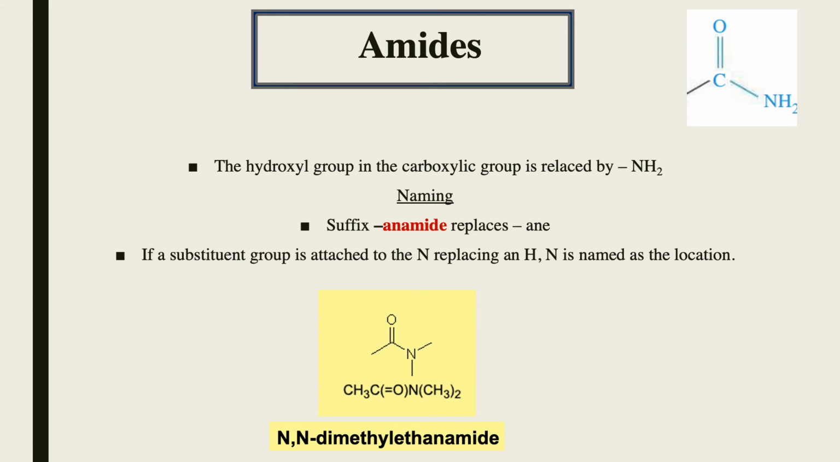Okay, next are amides. So in this one, we're going to replace the hydroxyl group that would have been in a carboxylic group by NH2. And for naming, we're going to put it as an amide, which replaces the ane. In a substituent group, if that's attached to the N replacing the H, the N is put as the locant. And here we can see that we have 1, 2 carbons, so ethane. But we do have the amide group right here, so we have ethanamide. And then we have 2 substituent groups attached to the N, so it's going to be dimethyl, N,N. So all of that together will be N,N-dimethyl ethanamide.